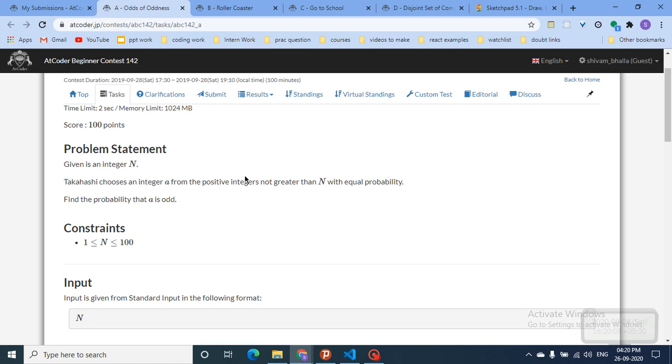Because you have numbers from 1 till n, you can count how many numbers you have, and you can also count how many of them are odd. Because n is small, you can just directly brute force count how many numbers are odd. Then the total number of odd numbers divided by the total number of numbers till n is the probability of an odd number occurring. That's a very simple problem. I don't need to show the code, you just have to count the odd numbers over the total number of numbers, which is n.